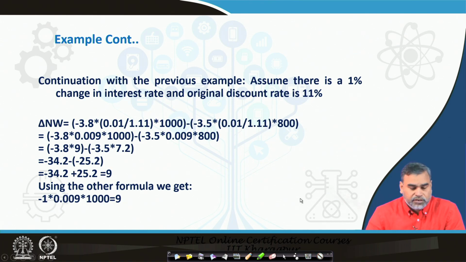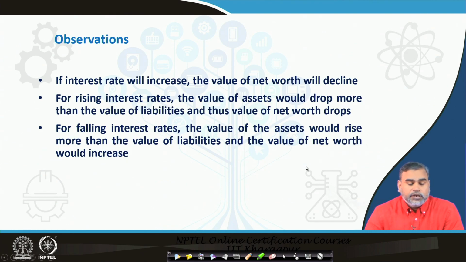Now, what observations can we draw from this? If the interest rate increases, the value of the net worth will decline. When the interest rate increases, the value of the assets drops more than the value of the liabilities, so the value of the net worth drops. Whenever the interest rate increases, the impact of the interest rate change on the assets and on the liabilities is not the same; these are different. So for a rising interest rate, the value of assets drops more than the value of liabilities, and thus the value of the net worth drops.